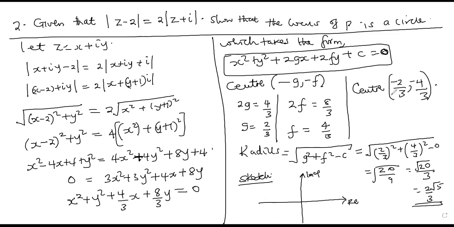So first, plot the center. When you plot the center, negative 2 over 3, negative 4 over 3, if this is my negative 2 over 3, and this is my negative 4 over 3, maybe this is 2 over 3, 4 over 3. So my center, if my center is here, this is my center, negative 2 over 3, 4 over 3.